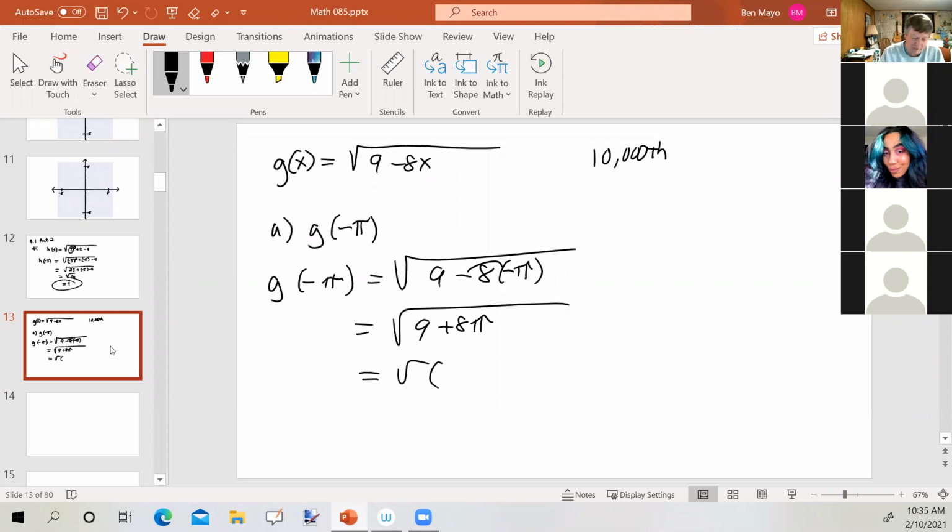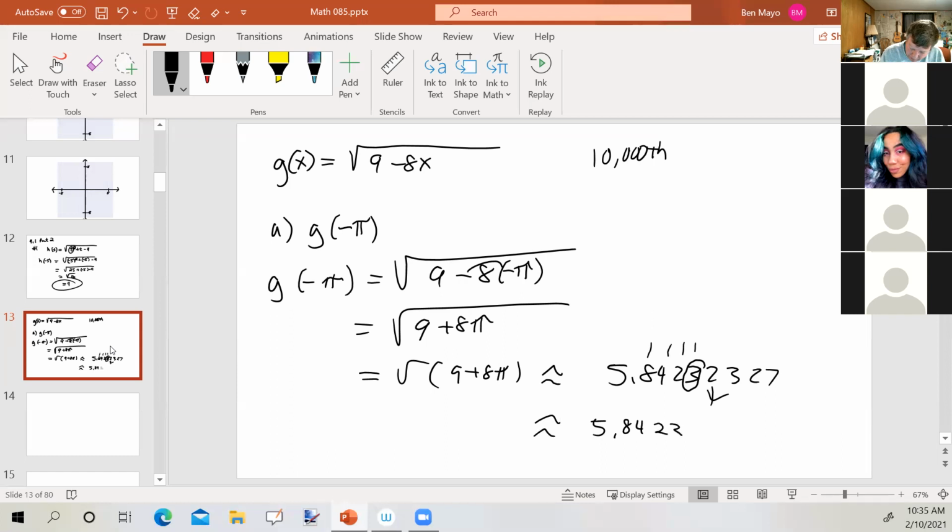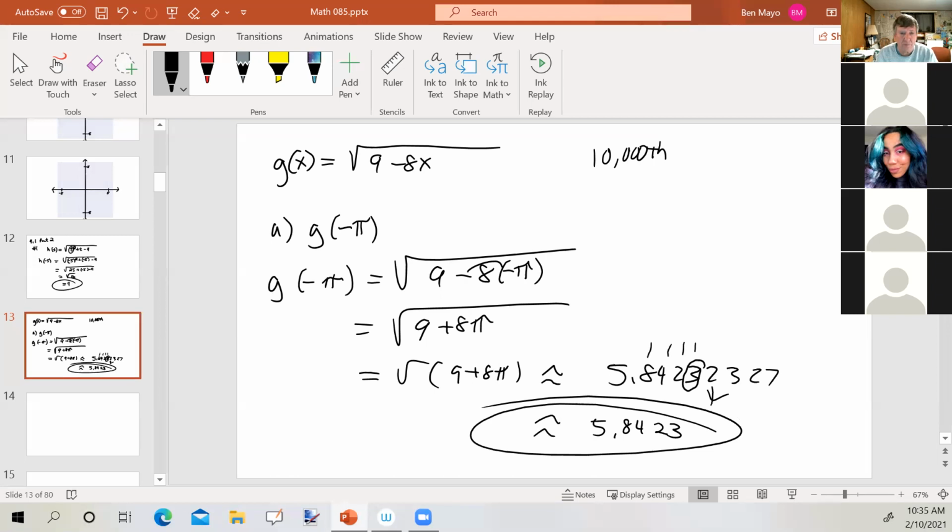No worries. All right. Anyway, so I've got 9 plus 8 pi, close it up, and I get 5.8423227, etc. So the nearest 10,000, this is the tenths, hundreds, thousands, 10,000s, this would round down, so you get 5.8423. Okay with that? Yeah, thank you.